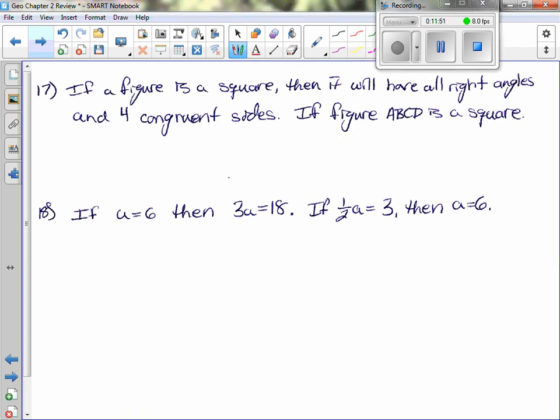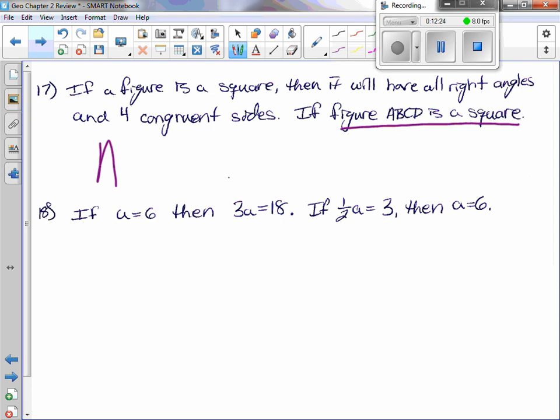If a figure is a square, then it will have all right angles and four congruent sides. Figure ABCD is a square. Is this detachment or syllogism? It is detachment. Do I have two if-then statements? No. I have a statement and then something else, because I have a full statement. I have a hypothesis, conclusion. I don't have another if-then. But does this satisfy the hypothesis? If a figure is a square, ABCD is a square.